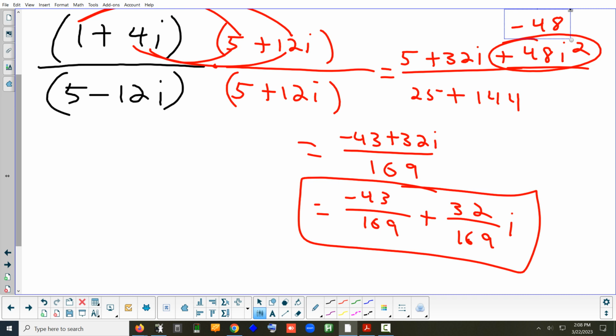Notice I'm not using any decimals. We generally don't. Right? We don't divide 32 by 169 ever and round that off. I mean, if it was 32 divided by 64, then I would reduce it. Like that'd be 1/2. But other than reducing a fraction, you just leave it the way it is. Okay. Questions on division?